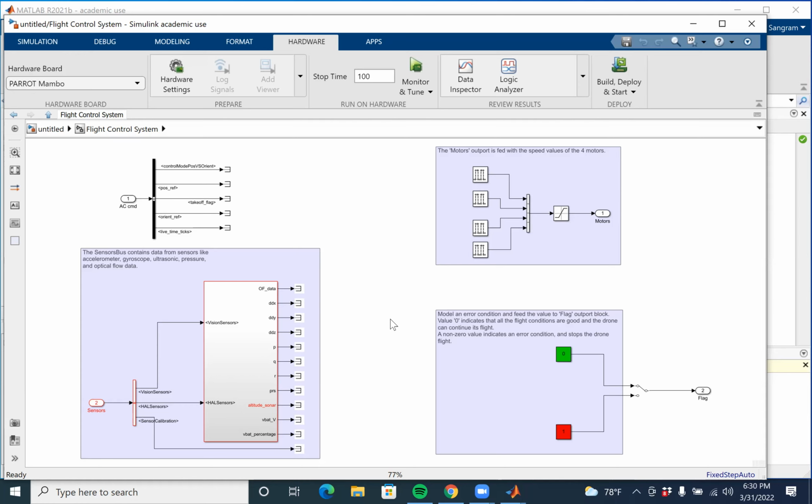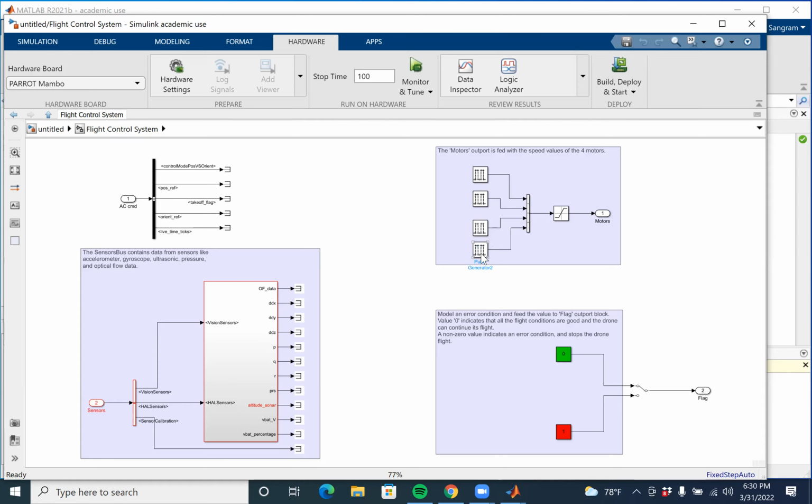So what you have here is the motor mixing algorithm. This is the PWM that is fed to motor 1. This is the PWM that is fed to motor 2. This is the PWM that is fed to motor 3. And this is the PWM that is fed to motor 4.